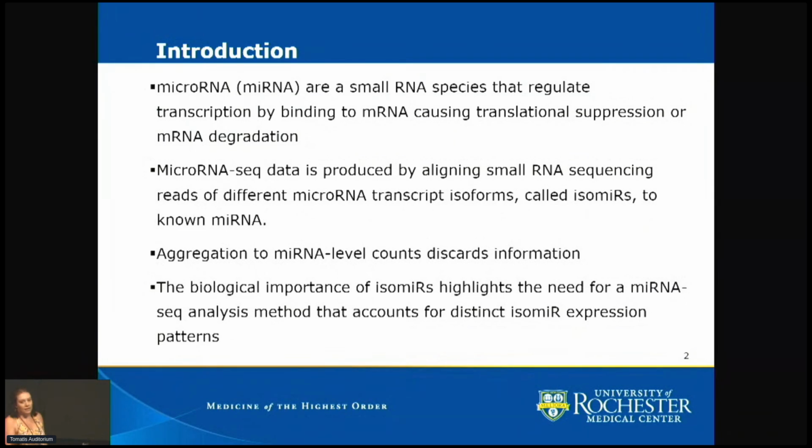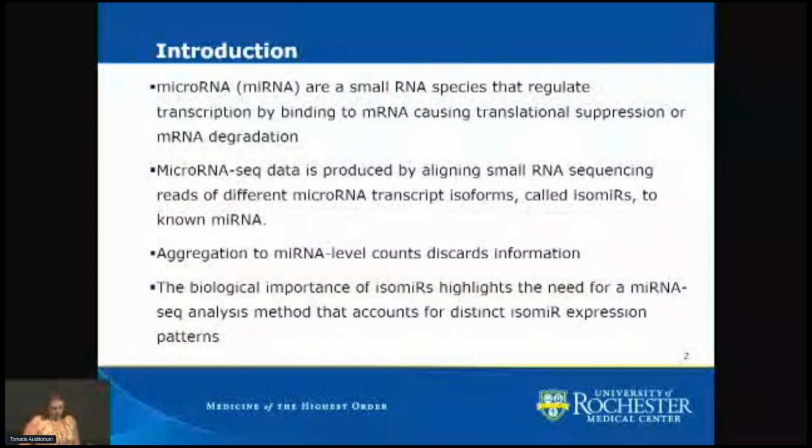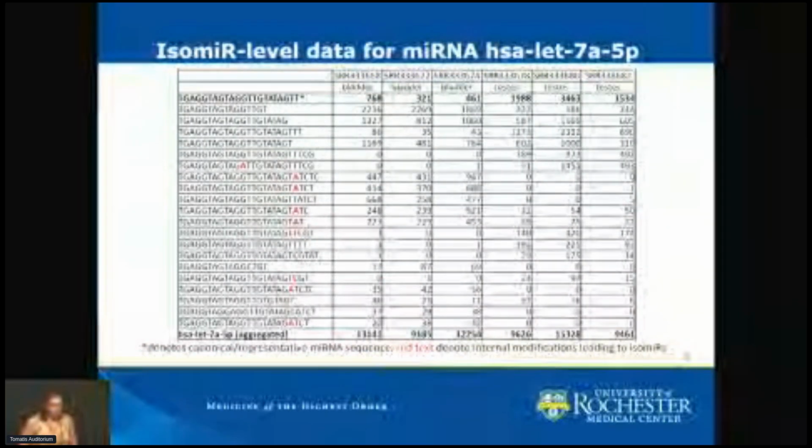My colleagues here did a bunch of the legwork of the background for this. MicroRNA are small RNA species. You already heard about isomiRs from Hannah. Typically, what is done is that isomiRs are aggregated to microRNA level counts, and this discards useful information. So the biological importance of isomiRs highlights the need for a microRNA-seq analysis method that can account for distinct isomiR expression patterns. Here is an example of isomiR level data.